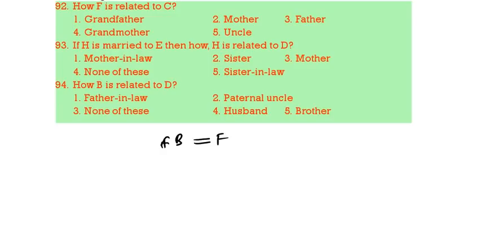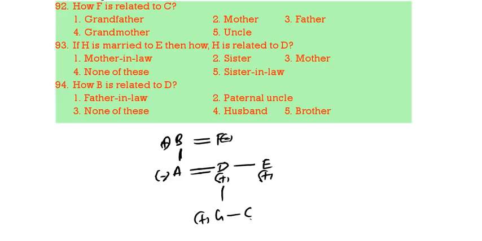Here B is plus, F is minus. A is minus, married to D, that is plus, and E is plus, and G is plus, and C is minus. How is F related to C? Grandmother. Then see the next one.